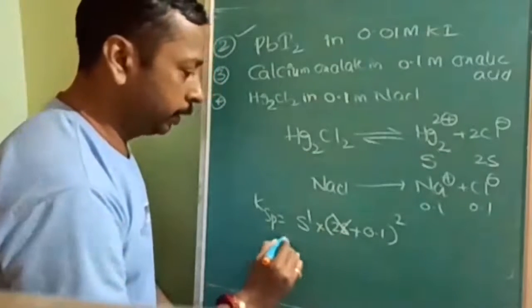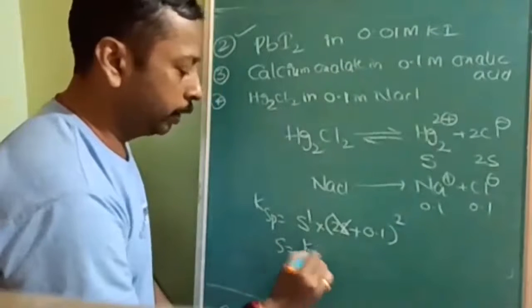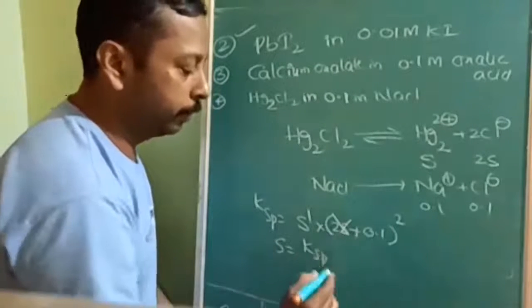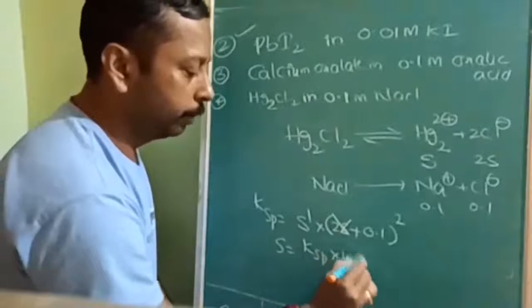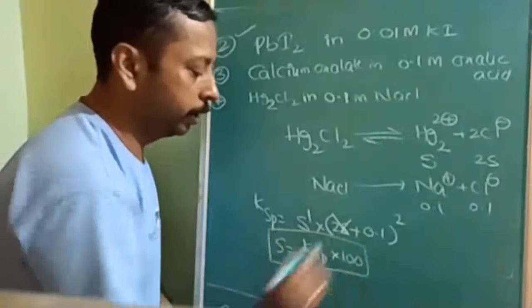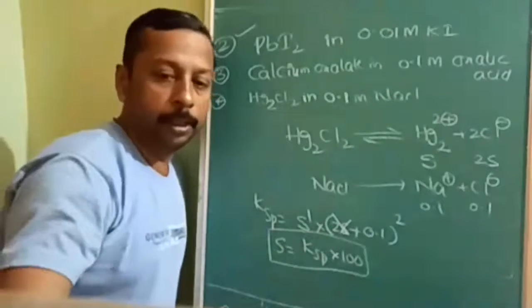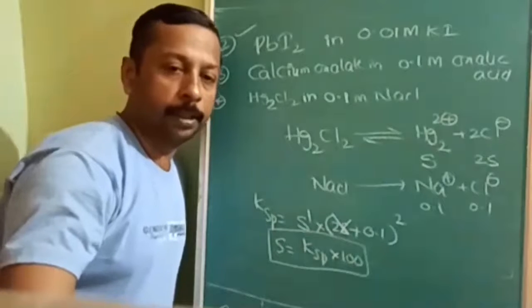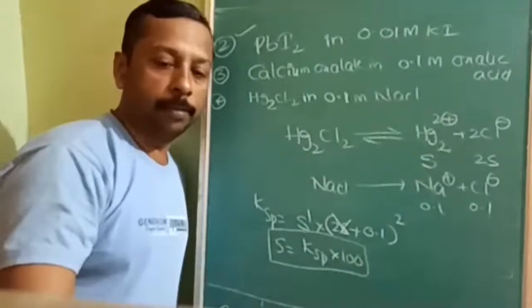So S is equal to KSP into 0.1 squared, which will be 100. So it will be 100 KSP. Solubility is equal to 100 KSP. This is the answer for the last part of the matrix match.